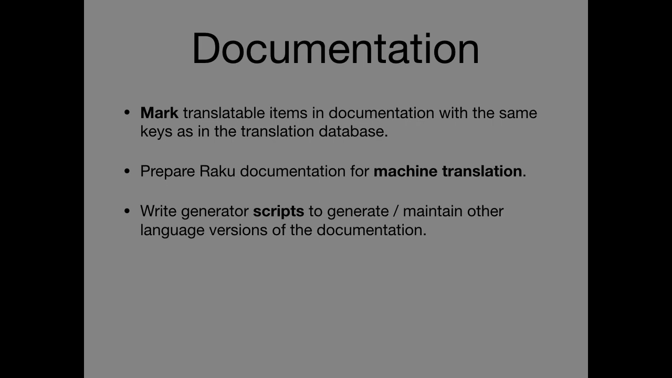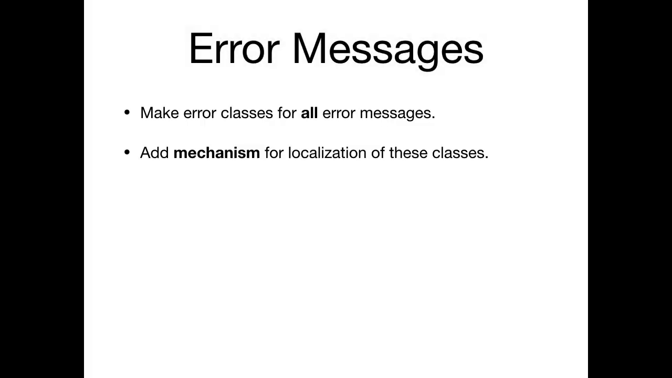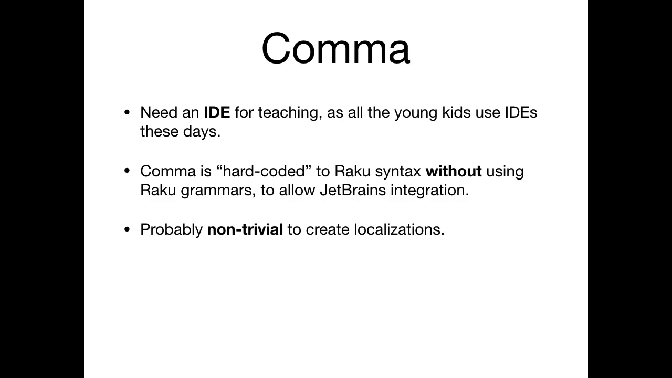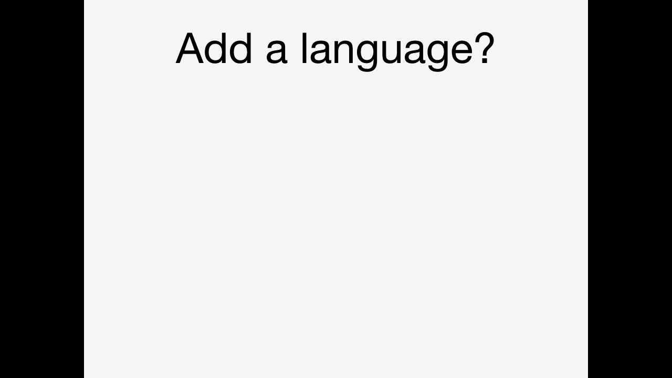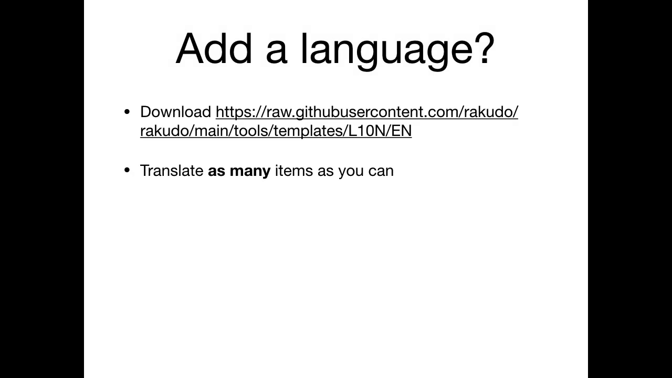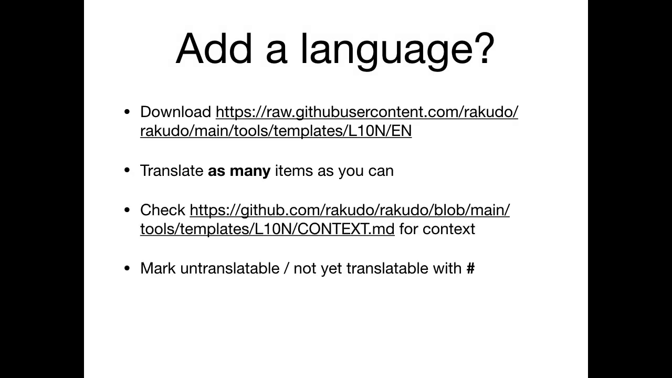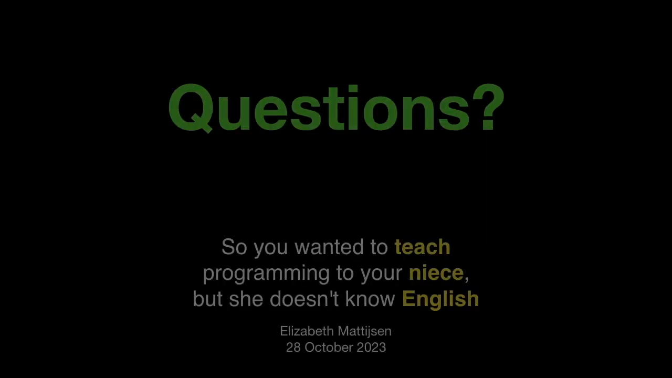So what needs to be done still? Documentation needs to be done. We need to do error messages, and we need to look at the IDEs, and that's going to be a problem for Comma. So what do you need to do to actually add your own language? Well, download that file, translate as many items as you can, look at the context, and basically make a PR of that. I'll be taking questions later on.